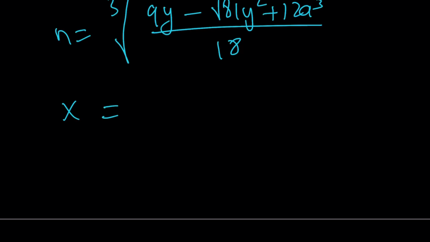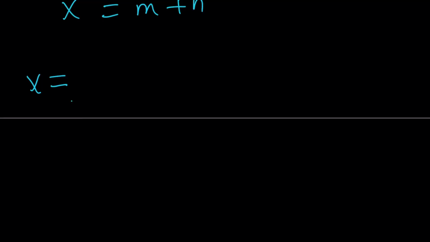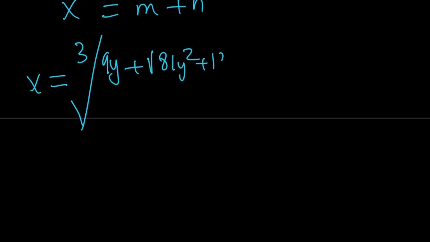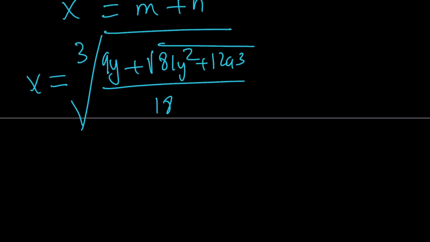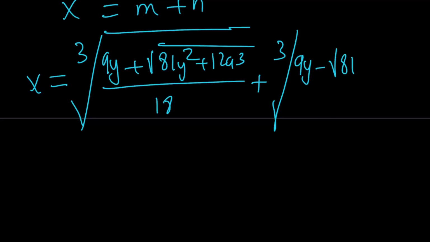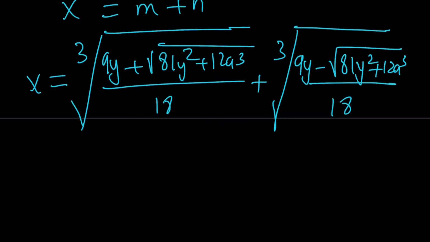Remember, x is equal to m plus n, and our goal was to solve for x. And here you go, x in its glory. X is equal to cube root of 9y plus the square root of 81y squared plus 12a cubed, and all of that is divided by 18 under the radical sign, and then plus the cube root of 9y minus the square root of 81y squared plus 12a cubed, divided by 18. You get the idea. And yes, this is x. Phew, finally we got x value.